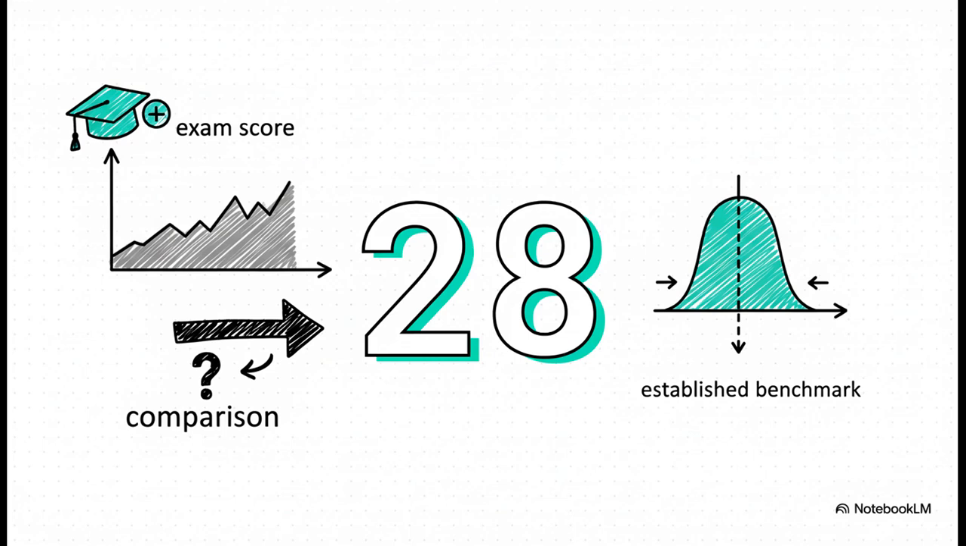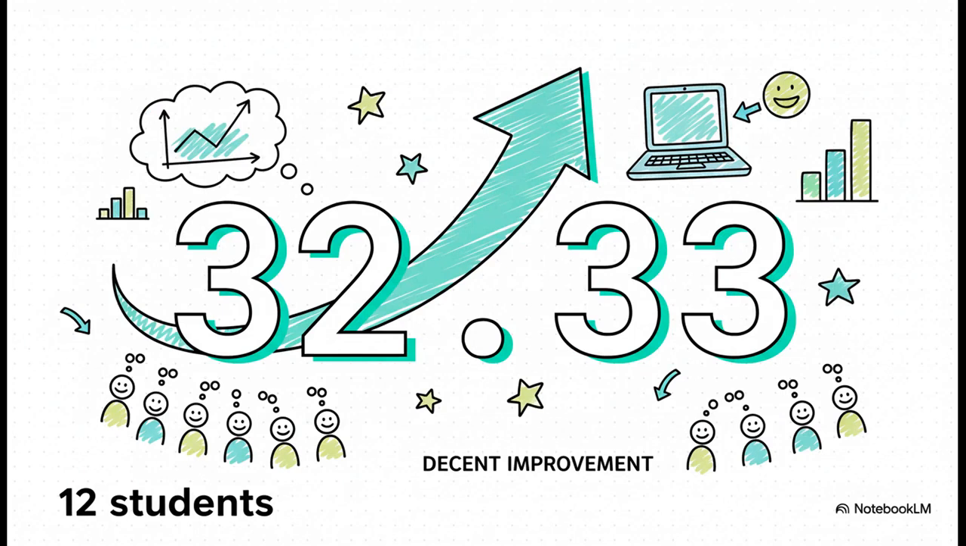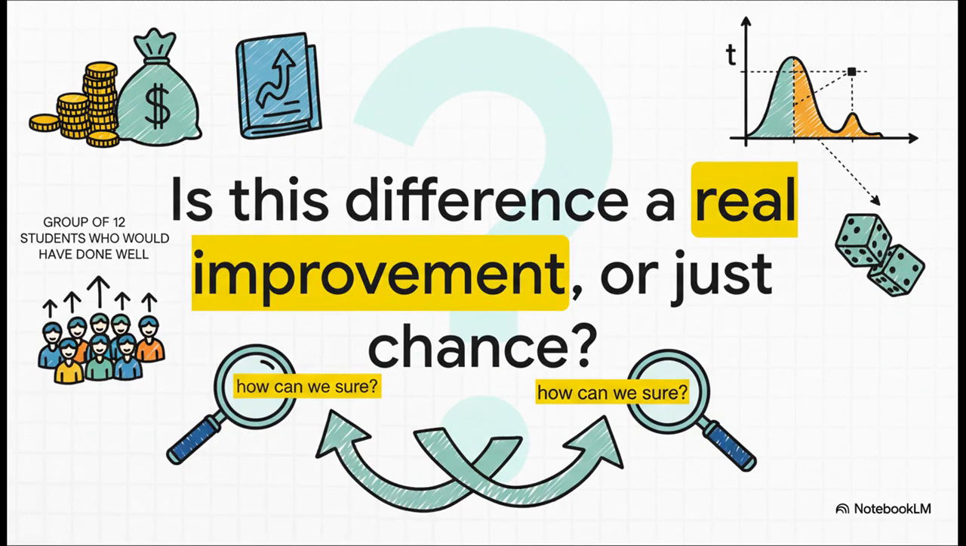Now here's our baseline, our point of comparison. For years, without this tutorial, the average score on this exam was a solid 28. This is the established fact we're going to measure against. And when we crunch the numbers for our 12 students who did use the tutorial, their average comes out to 32.33. Hey, at a glance, that looks pretty good. That's a noticeable jump.